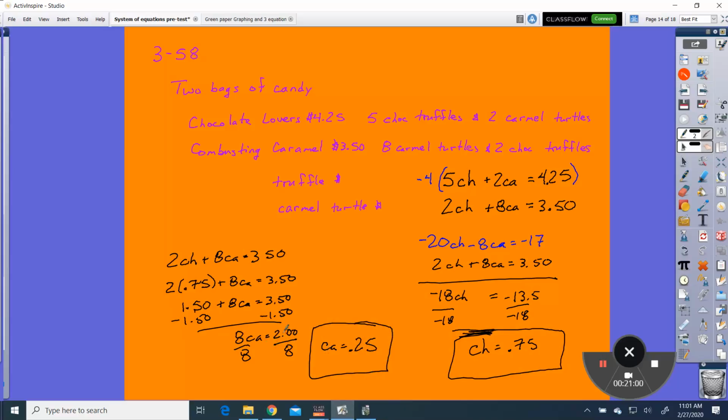So 4 quarters makes $1. 8 quarters would be $2. So anyways, I messed up in my head what I was thinking. But there we go. So caramels are 25 cents. Chocolates are 75 cents. So I could get more candy for buying the caramels, but you just don't get as much chocolate that way.